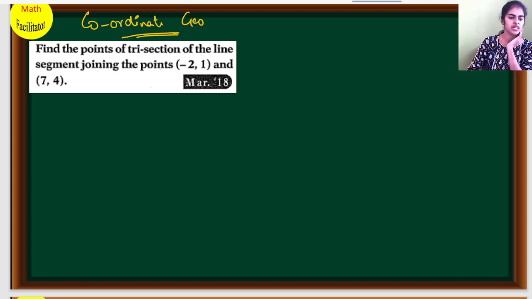Okay, chalo. Find the points of trisection of the line joining these two points. Trisection is very important, because area of a triangle is already deleted. Trisection or quadrilateral questions are there. I'll display.